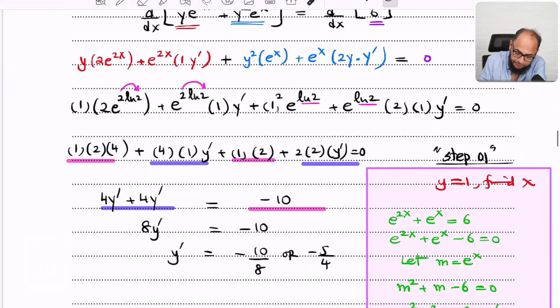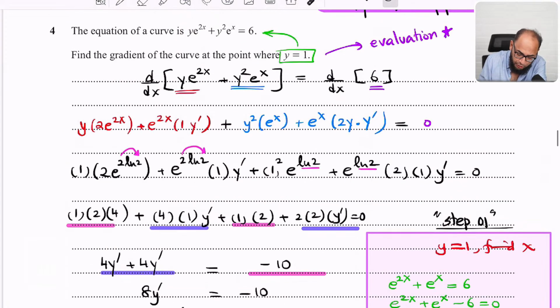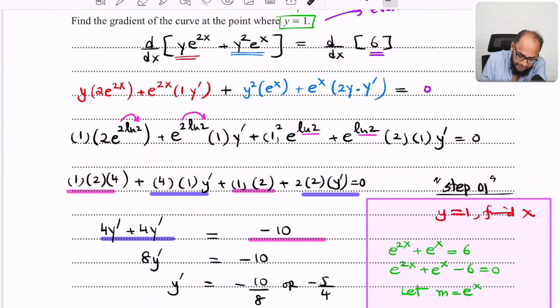So now over here, what I do is that I have written y as 1 and I have written the value of x as ln 2. So this is 2e^2x. Instead of x, I have written ln 2. Instead of x, ln 2 again, in every place.